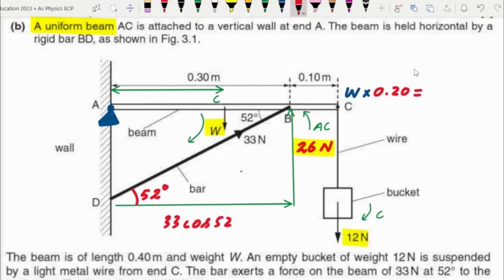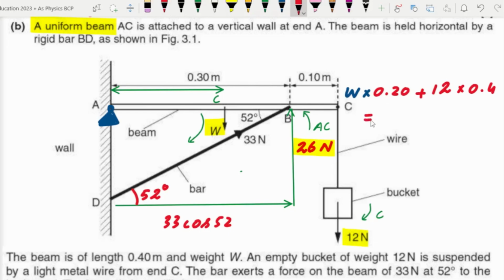Equals, not equals, because we have another force that is going to rotate it clockwise. So plus, what is that force? 12. And what is the perpendicular distance of that force from the pivot? 0.3 plus 0.10, which is 0.4. So 12 times 0.4.